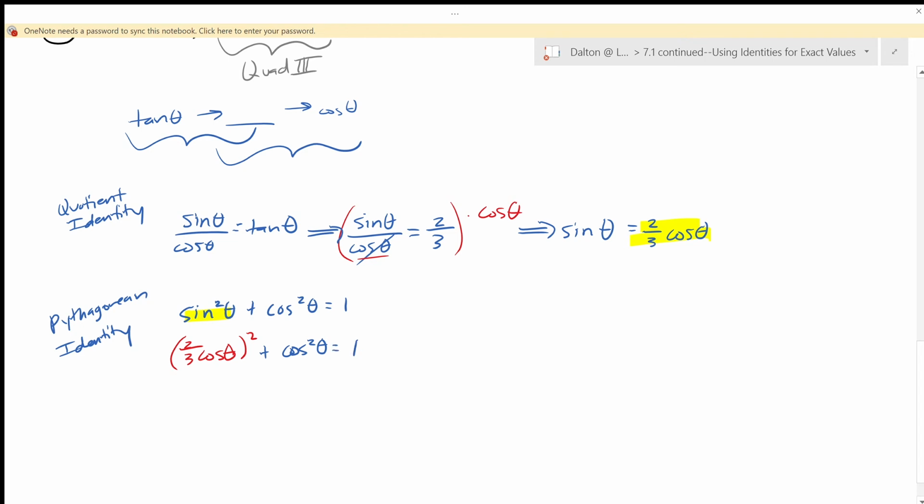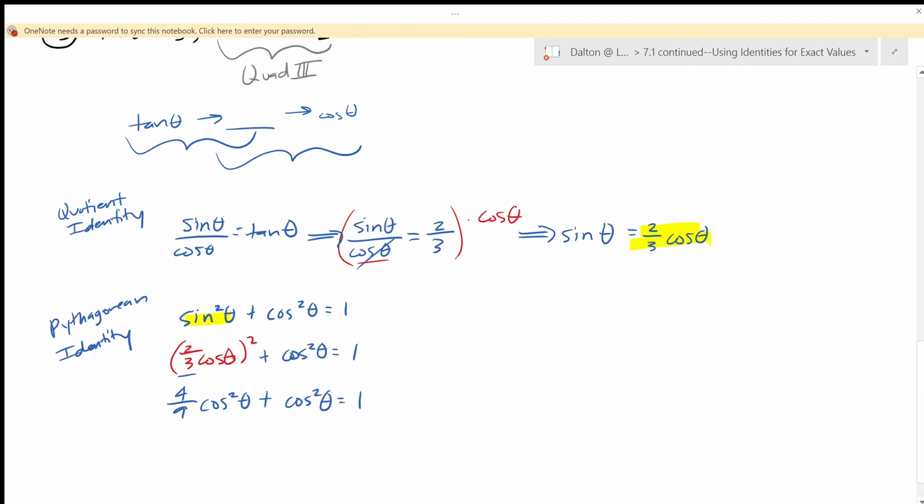And here's the reason that I put parentheses on the outside. You need to make sure, and not just 2/3 cosine squared theta, that when you square, you also square this 2/3. So when you square that 2/3, that'll be 4/9 times the cosine squared theta plus cosine squared theta equals 1. And then remember, that's what I'm trying to find.